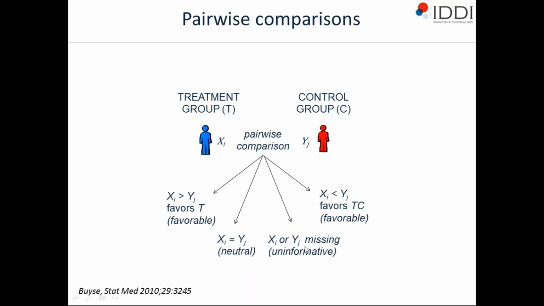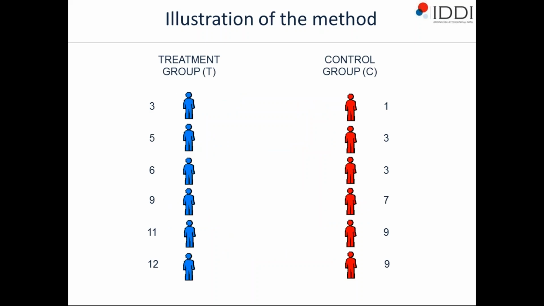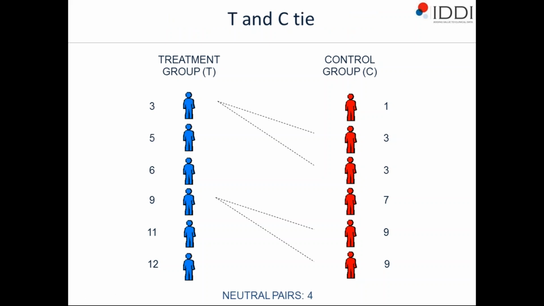Or sometimes we have missing data. Well, of course, if one of the two observations is missing, then the pair is uninformative. And so having done this, we can do it for all patients. So let me take a very simple example where we have 6 patients in the treatment arm, 6 patients in the control, and we look at their survival times, let's say. And suppose there is no censoring, just for simplicity now. So these are the survival times of these patients in months or years or whatever. The unit is not pertinent.